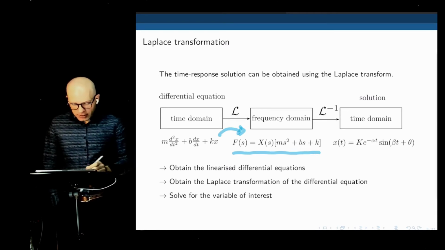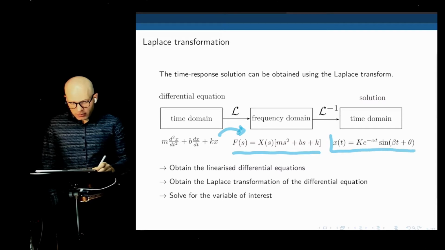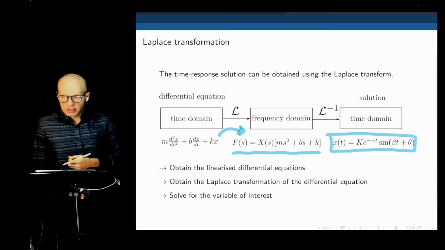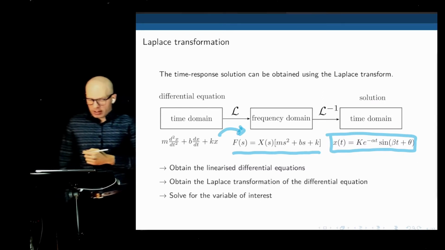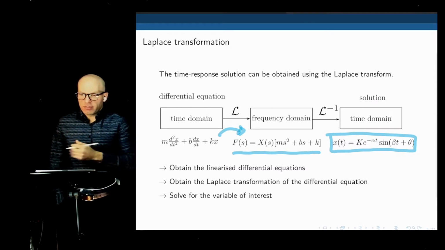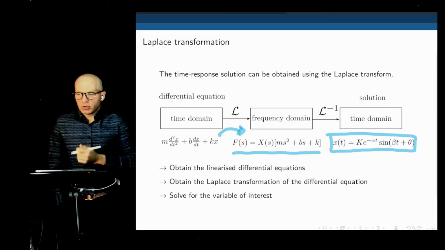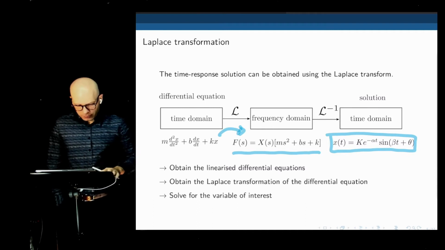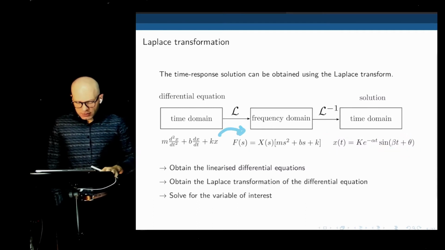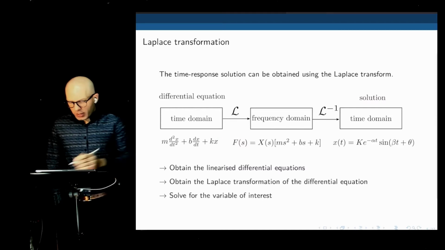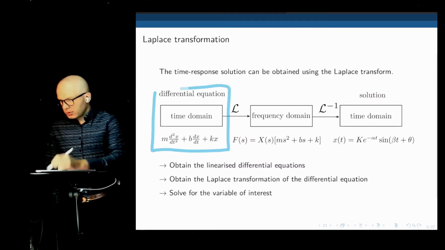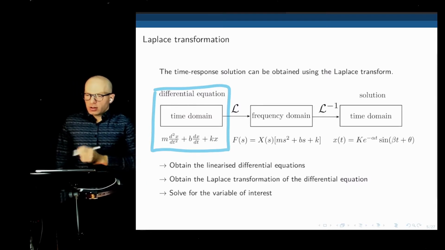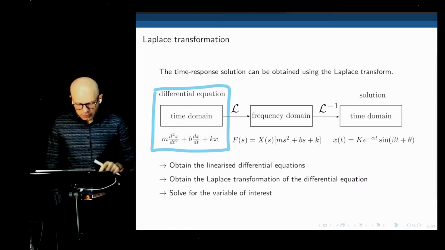The third step then is to do the inverse problem and go back to the time domain, but now solving for the variable of interest, which in this case would be x of t, the displacement of that mass, for example. And this is one possible solution to the problem when the input is a sinusoidal waveform. So these are the three main steps. We have already addressed step one. We are able to model electromechanical systems. And you're now going to look at steps two and three.